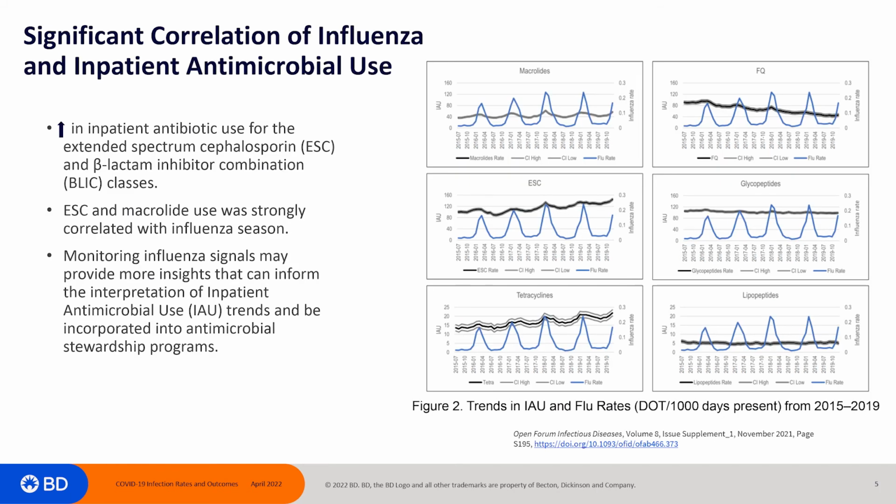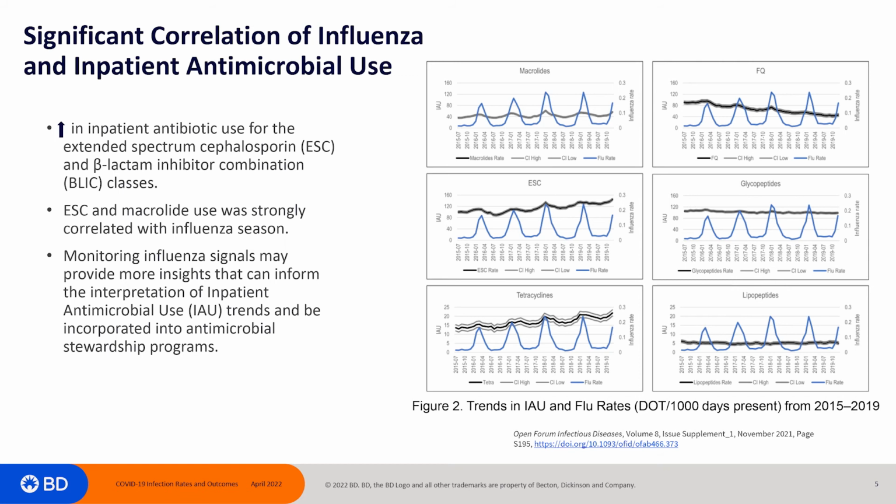We did a further evaluation to look at inpatient antimicrobial use. And what we found is a significant correlation with influenza and inpatient antibiotic use. So on the right side, again, the blue line indicates influenza positive rates fluctuating over time from 2015 to 2019. This is approximately 230 plus institutions. And you see the lines indicating antimicrobial usage. So we evaluated macrolides, extended spectrum cephalosporins, tetracyclines, fluoroquinolones, glycopeptides, and lipopeptides. And what we found is an increase in inpatient antibiotic use for extended spectrum cephalosporins and beta-lactamase inhibitor combination. Those classes were increasing overall.